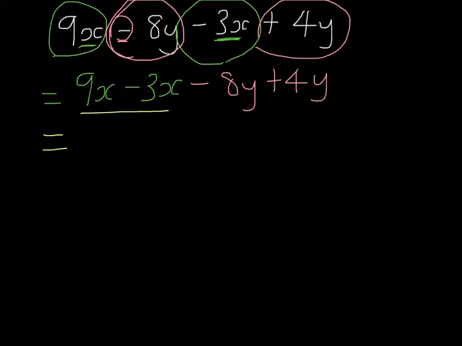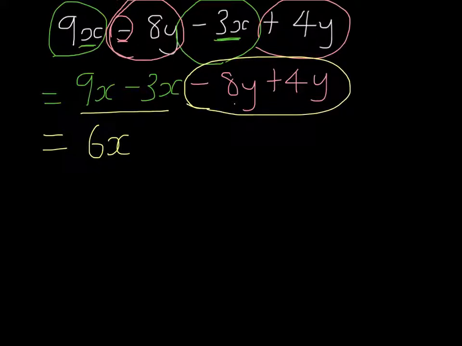9x take 3x is equal to 6x. This next one we need to be really careful again, because it's not 8y plus 4y here. It is negative 8y plus 4y. Negative 8y, so we're in the negative. Negative 8 plus 4, that's increasing in size, so it's getting closer to 0. That's going to be equal to negative 4y.